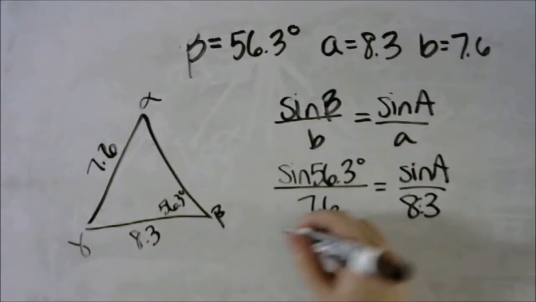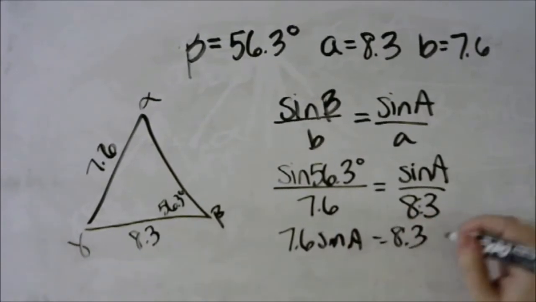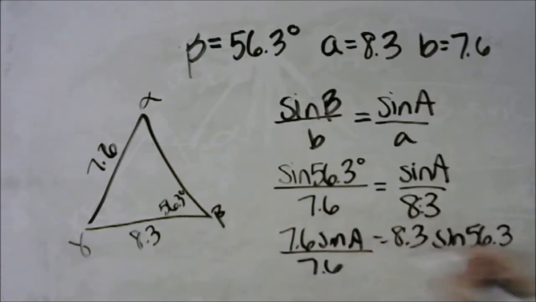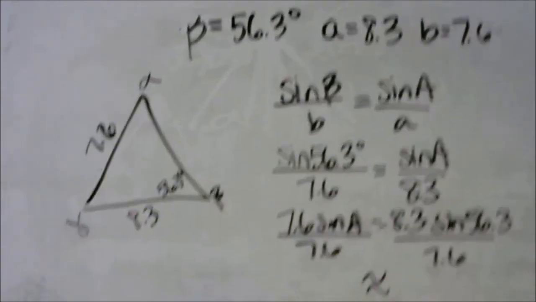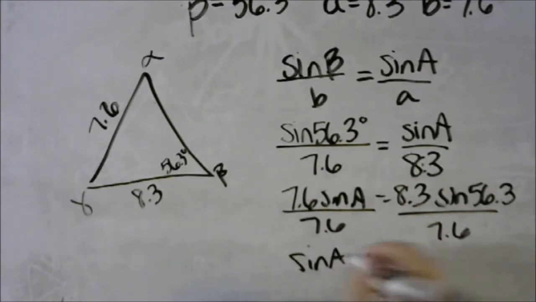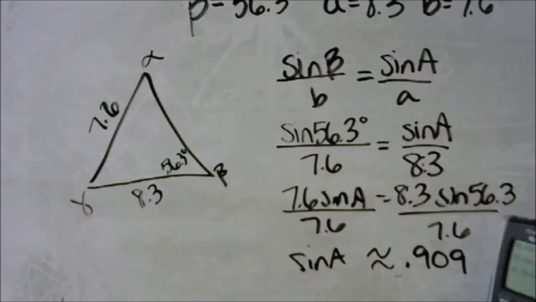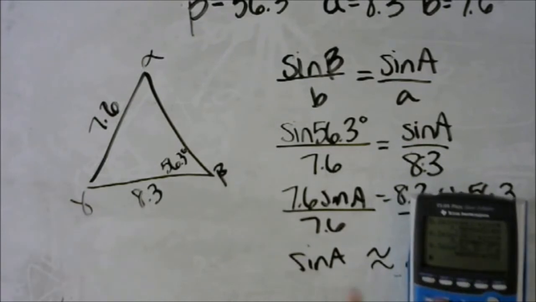Cross multiply from here, you get 7.6 sine A is equal to 8.3 sine 56.3. Divide both sides by 7.6. And using your calculator, you get that sine A is approximately 0.909. Now, I'm not going to leave that answer rounded when I type it in my calculator. I'm going to use its full value that's been stored.